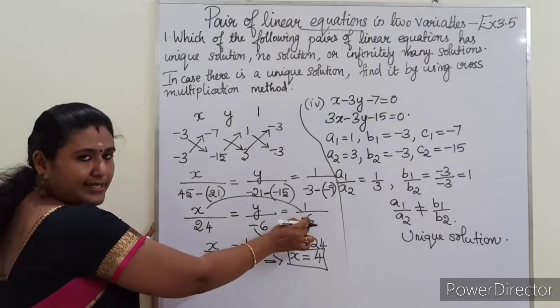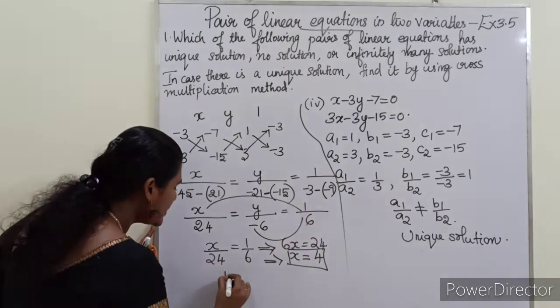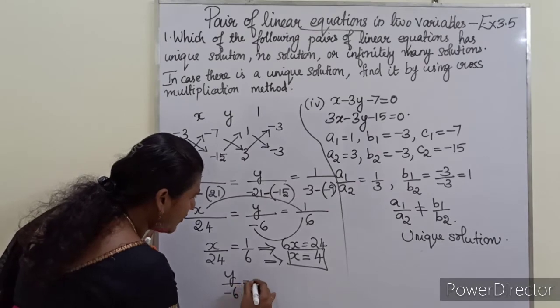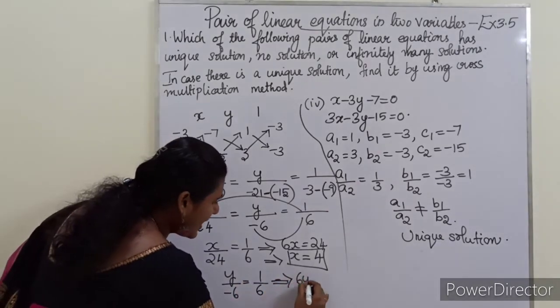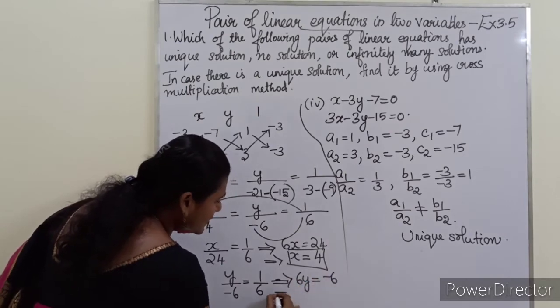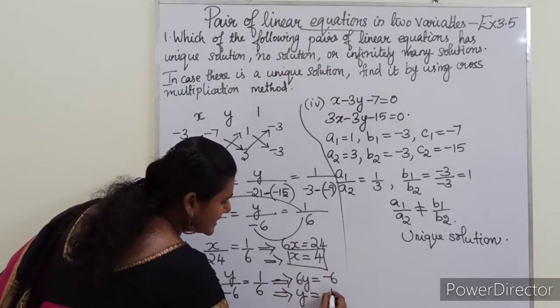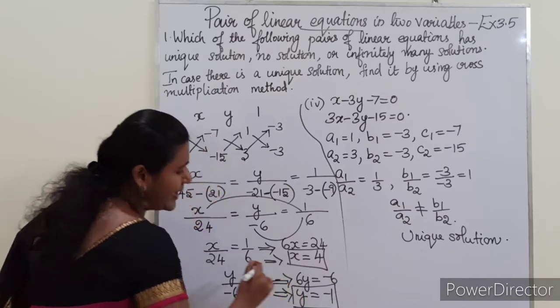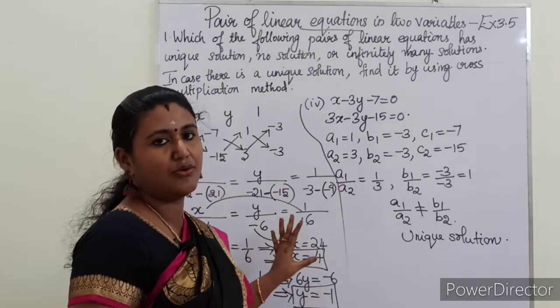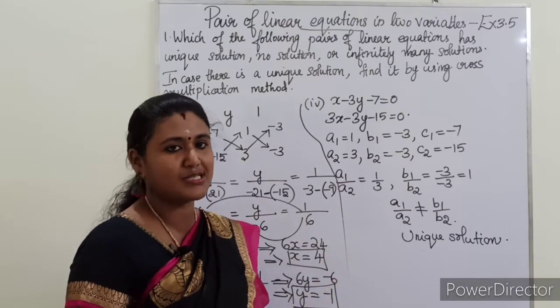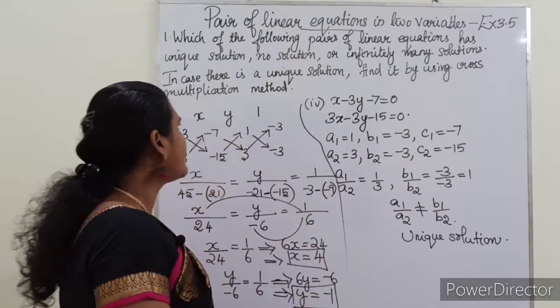Now we will equate the second and the third ratio. So y by minus 6 is equal to 1 by 6. So we will do cross multiplication. So 6y is equal to minus 6, which gives y is equal to minus 1. So we got the value of y also. So this is how you have to do the solution. You have to find the solution using cross multiplication method.